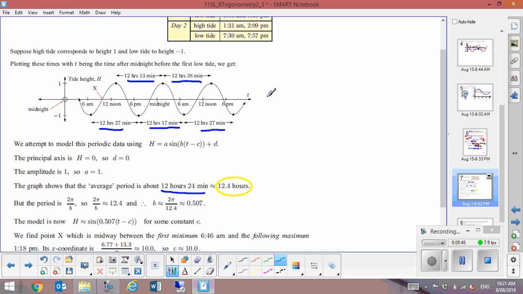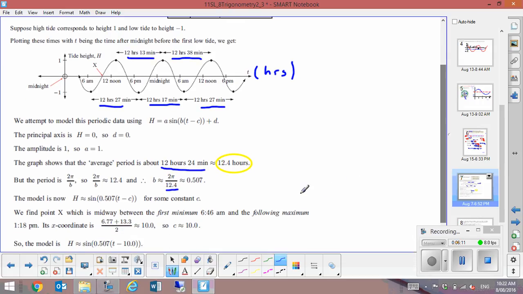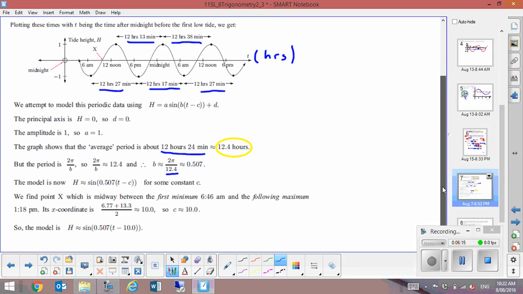So T is the time in hours. All right, so we want that as our units for time. So 24 minutes, 24 out of 60 is 0.4. So you'd put your time in as 12.4. So now to get your B value, it's going to be 2 pi divided by 12.4. And then either put that in as is or else in your calculator and round it to 3 significant figures.